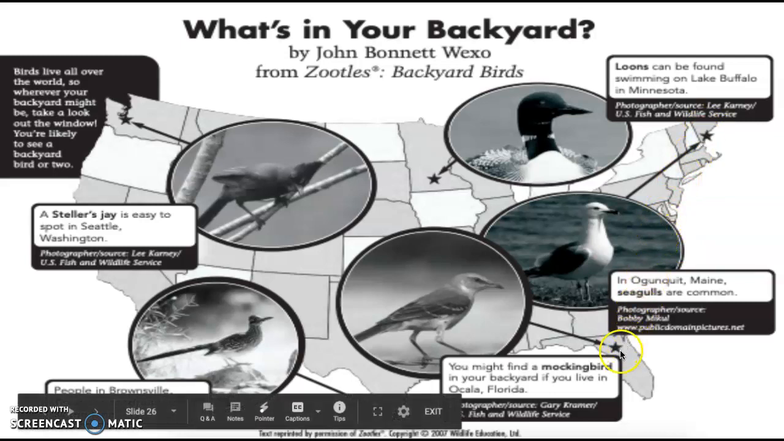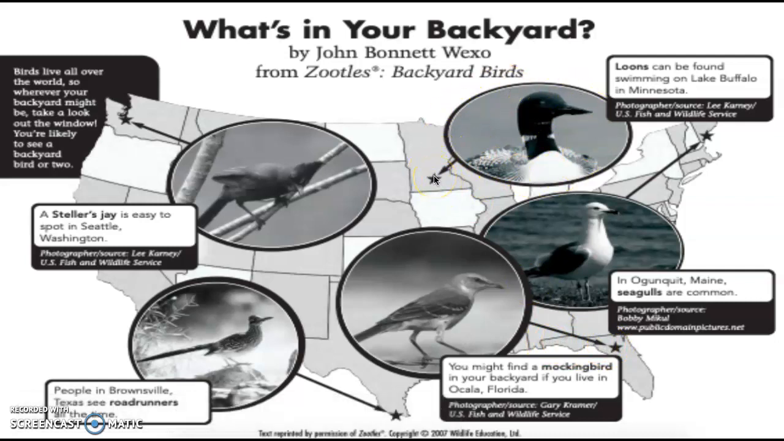Let's see, I've also been to Florida. You might find a mockingbird in your backyard if you live in Ocala, Florida. Oh, that's really neat. A mockingbird in Florida, okay. And then here we have this bird over here in Minnesota. Loons can be found swimming on Lake Buffalo in Minnesota. Okay, so they live by the lake.